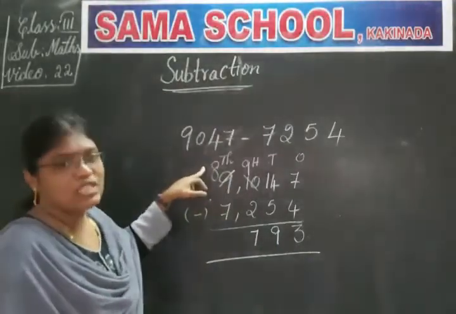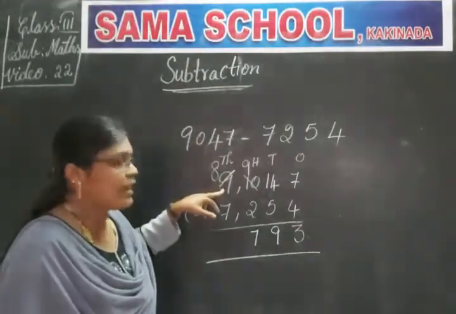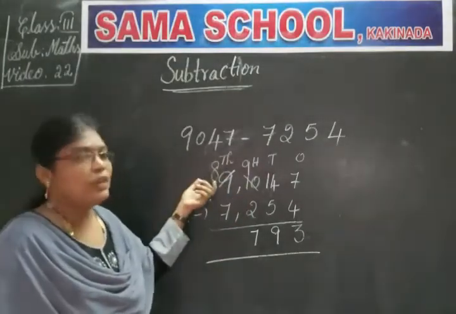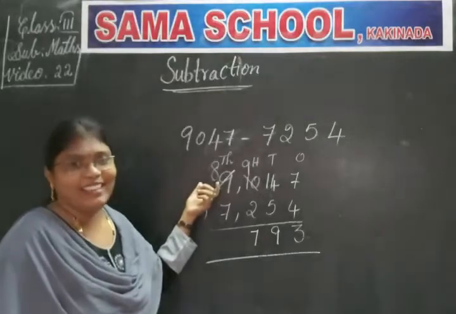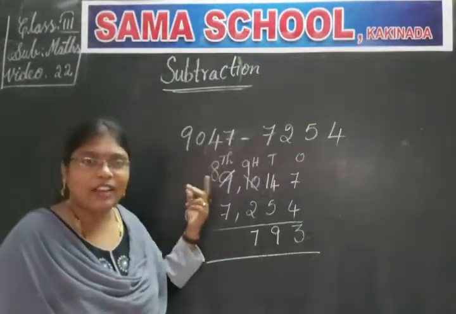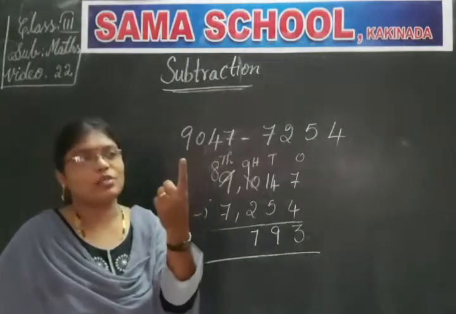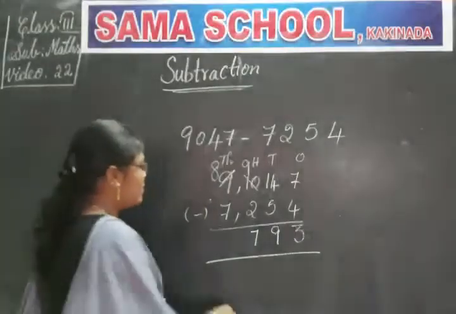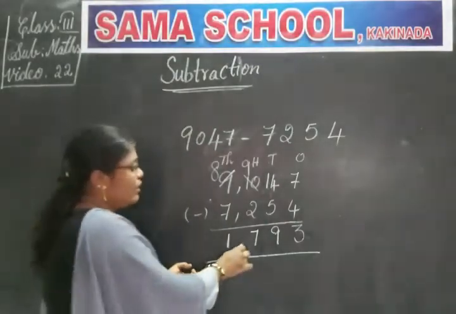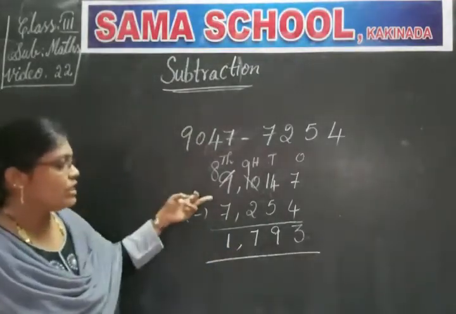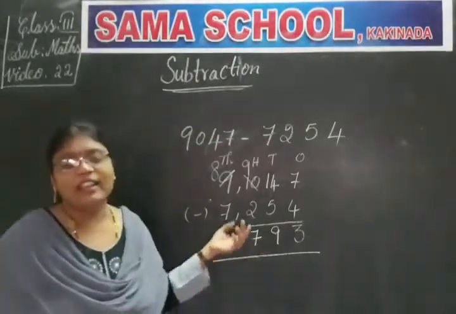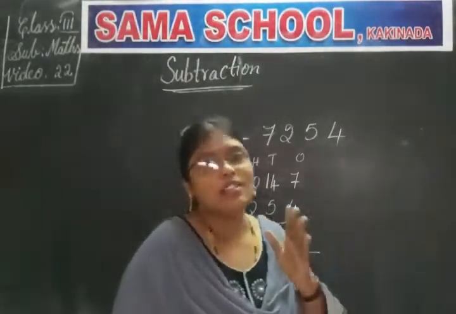And move to thousands place. See, in thousands place we had 9, but we borrowed 1 from it for hundreds place. So now we have only 8 here. Subtract 7 from 8. 7 after 8, so that is only 1. So write 1 in thousands place. So children, what is the difference of these two numbers? 1793.